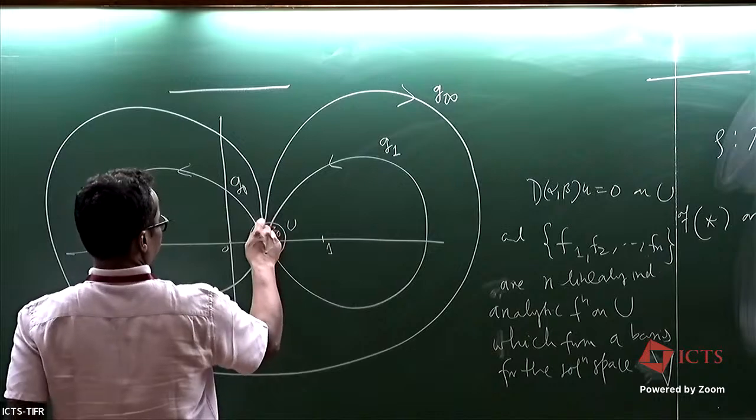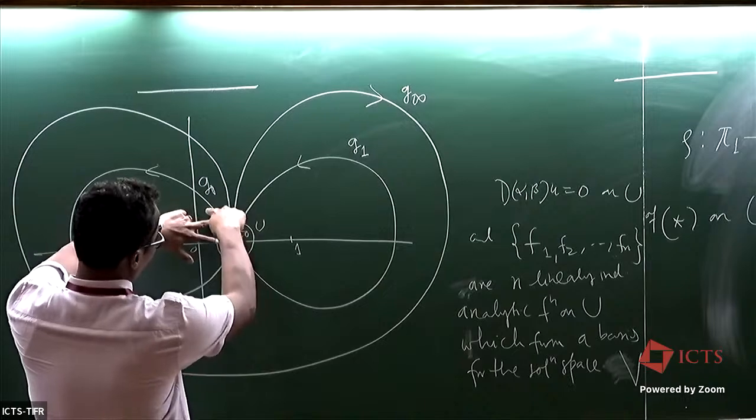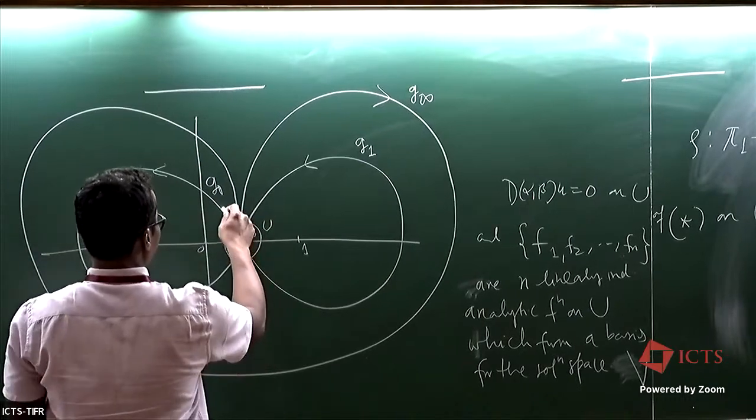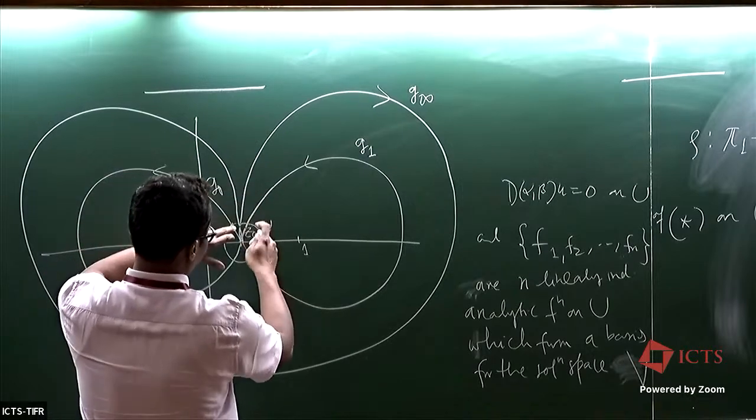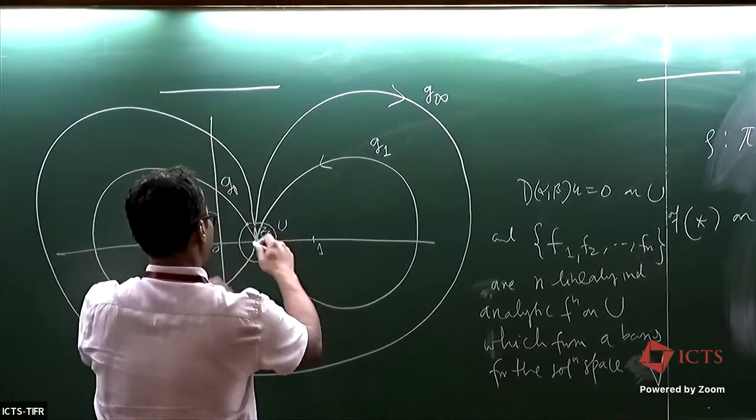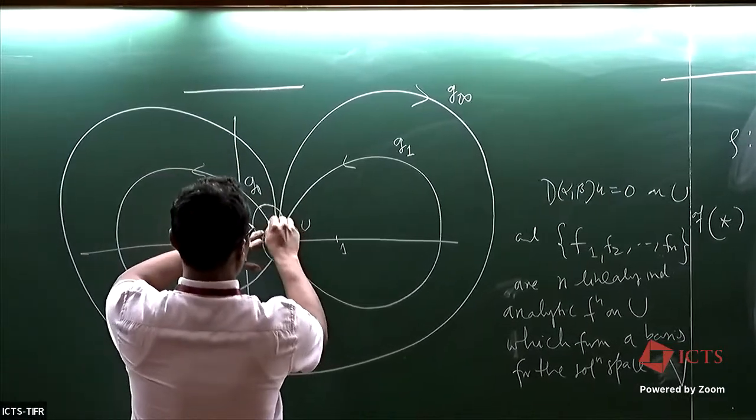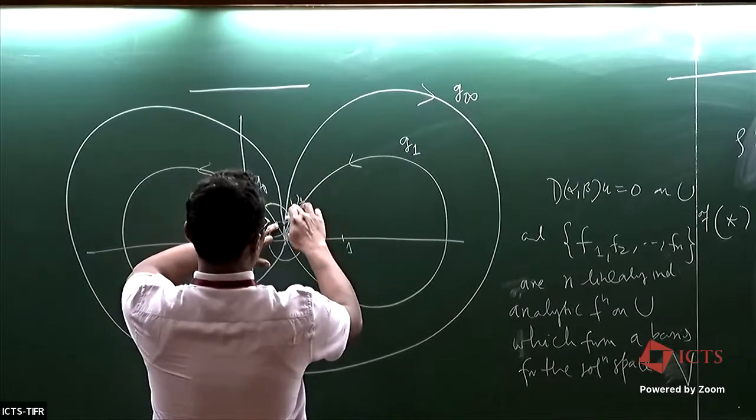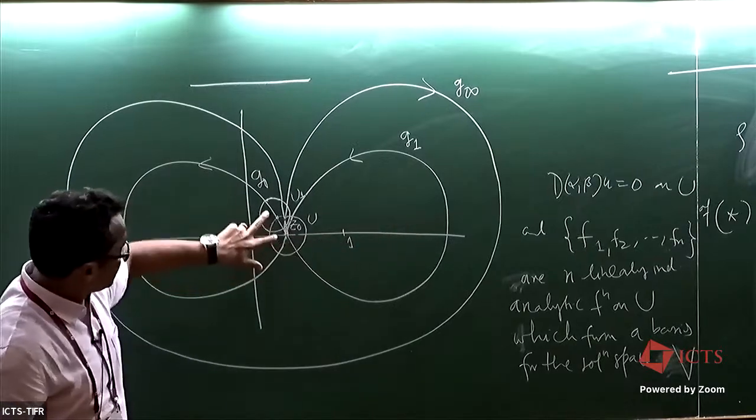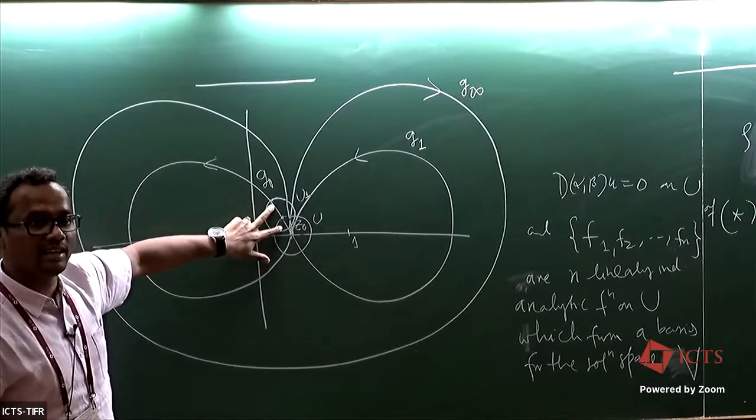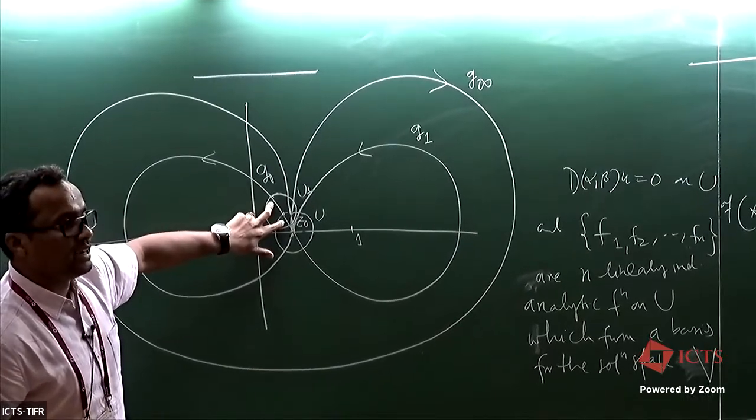So I take a point on the intersection of this loop and this open disk. And again, by the same method, I consider an open disk centered at that point. I know there exists another open set centered at this point that we denote by U1. If I consider the differential equation (*) on U1, again that is regular, and I get a basis containing n linearly independent analytic functions on U1.